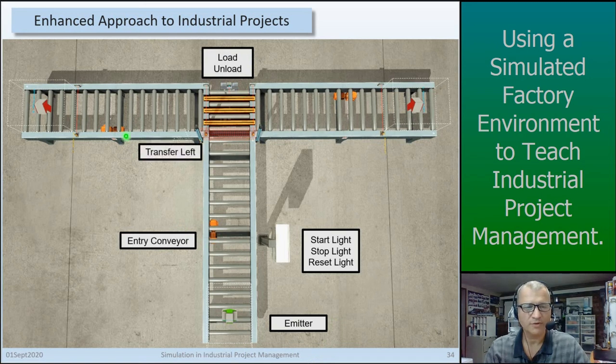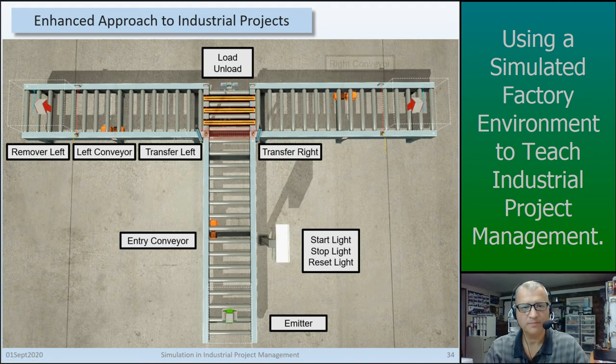A transfer left signal for this lift and divert mechanism, and also a left conveyor motor. A left remover, in this case we forced it on all the time, so whatever pallet moves into the remover, it'll be removed automatically. We could control this depending on the type of simulation we use. Transfer right signal for the diverter, right conveyor motor, and a signal for the remover as well on the right-hand side.